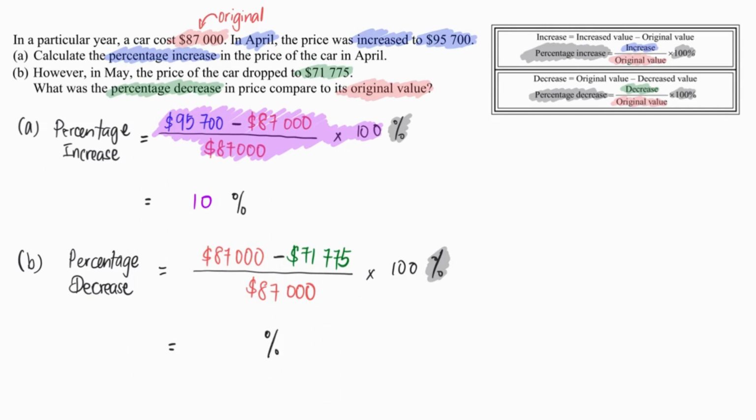When I key into my calculator though, I will be keying in this as a fraction with the numerator as the decrease, which is $87,000 minus 71,775, over 87,000 multiplied by 100, and that will give me 17.5%. With that, we have come to the end of this video.